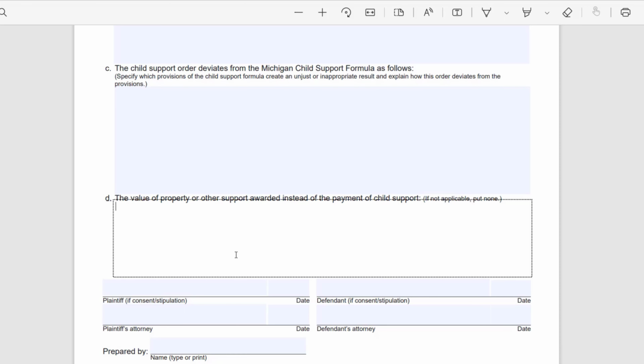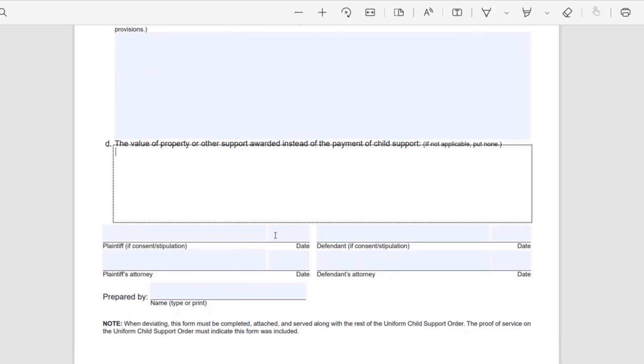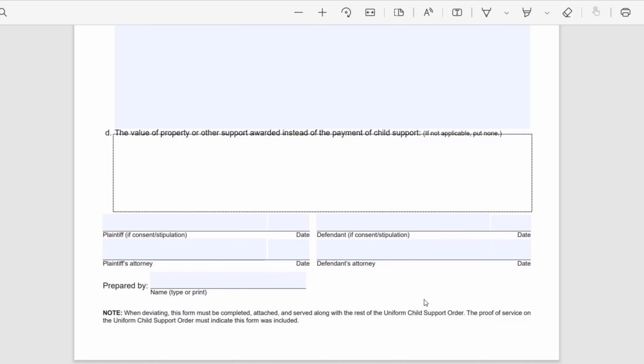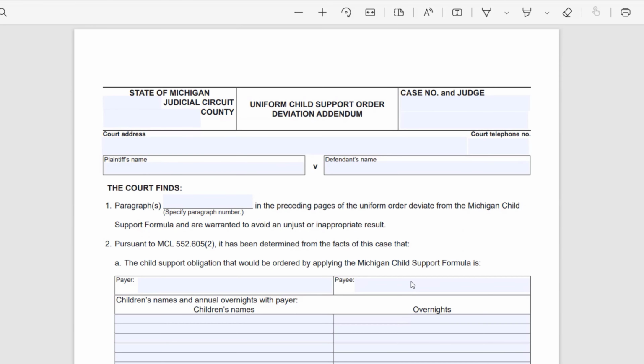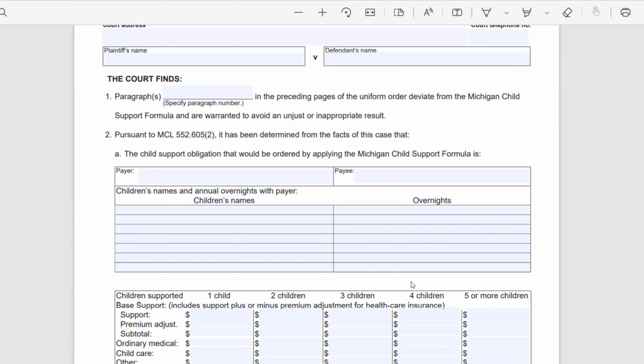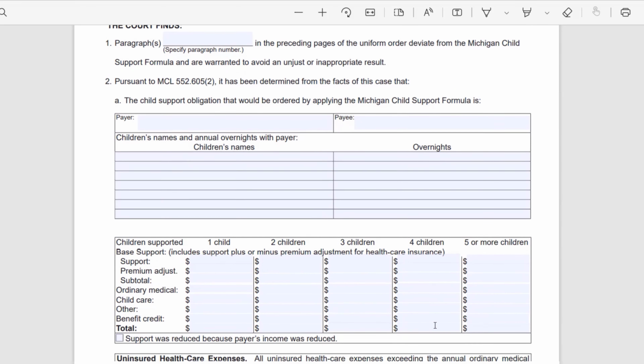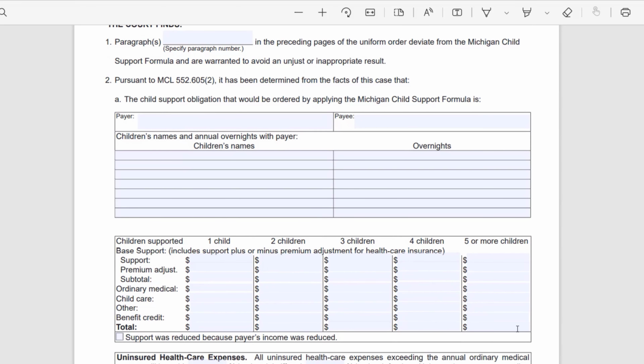That's not required. And then here we have the signature spots for the plaintiff, defendant, plaintiff's attorney, defendant's attorney, and who prepared this uniform child support order. So it's pretty simple, actually, just two pages. A lot of the information, like I said, is going to be able to be pulled from the child support calculator. If you are using the Michigan child support calculator on the public calculator website, you'd be able to pull that information in and plug that in here.